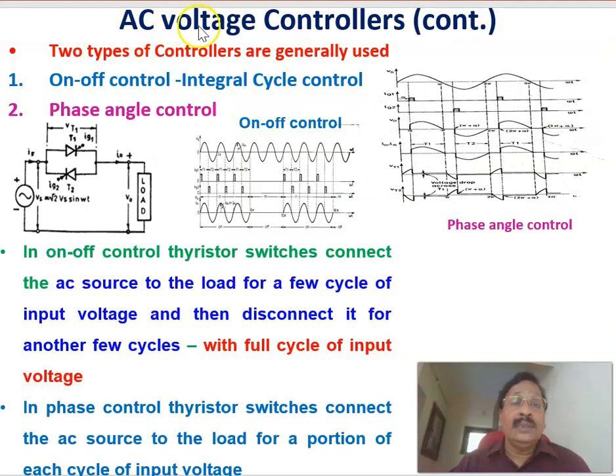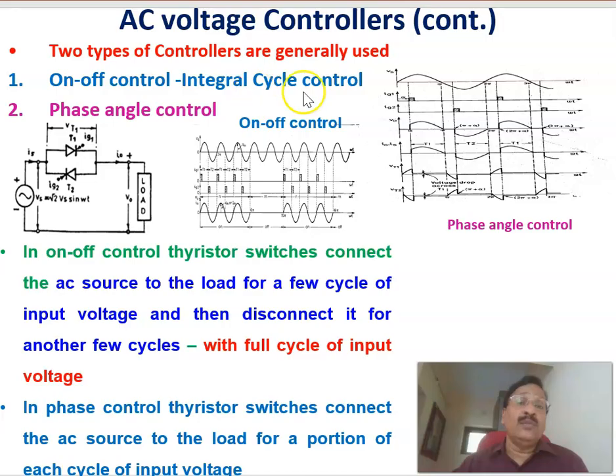Now continuing the AC voltage controllers, let us see the control methods. Two control methods are generally used for this control. One we call on-off control, which is also called integral cycle control. The second control method is called phase angle control. In this presentation, we'll be concentrating on the on-off control or integral cycle control.